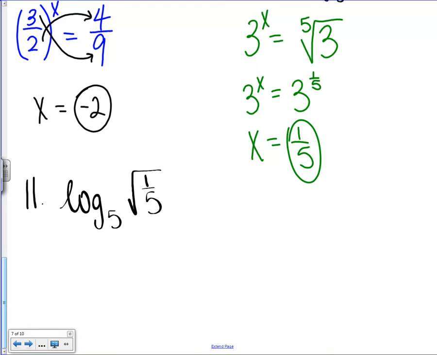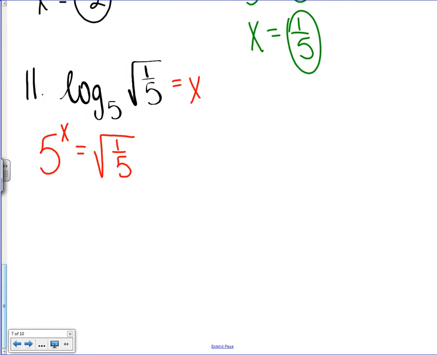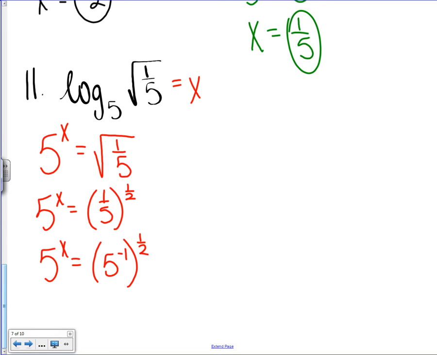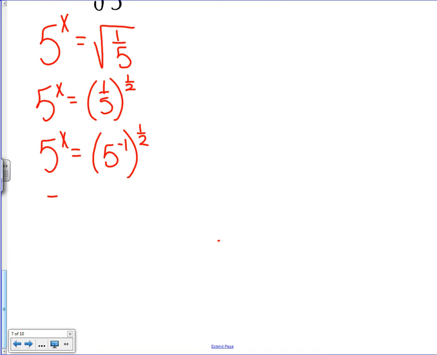All right, and last but not least here, let's set this thing equal to x. Let's write this in exponential form. Now first things first, let's get rid of that square root. That is the same as the 1/2 power. Now you'll notice I have 1/5 and the 5 is on the bottom. Well, I need that to be moved up to the top, which means it must have been negative. And now when we multiply our exponents, I get that x is negative 1/2.